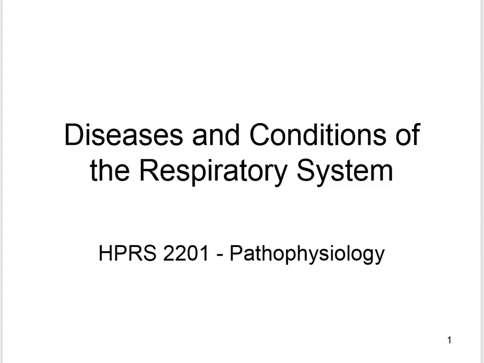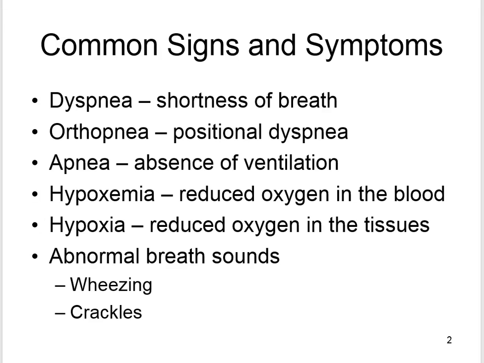We're going to talk about the diseases and conditions of the respiratory system. Common signs and symptoms, we have dyspnea, which is shortness of breath, orthopnea, which is what they call positional dyspnea. It's harder for the patient to breathe while lying down, so it's easier for them to breathe when they're sitting up. Ortho means straight. Apnea is the absence of ventilation.